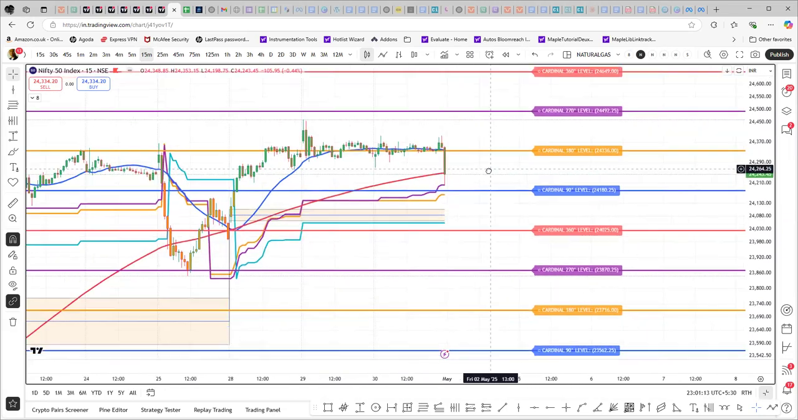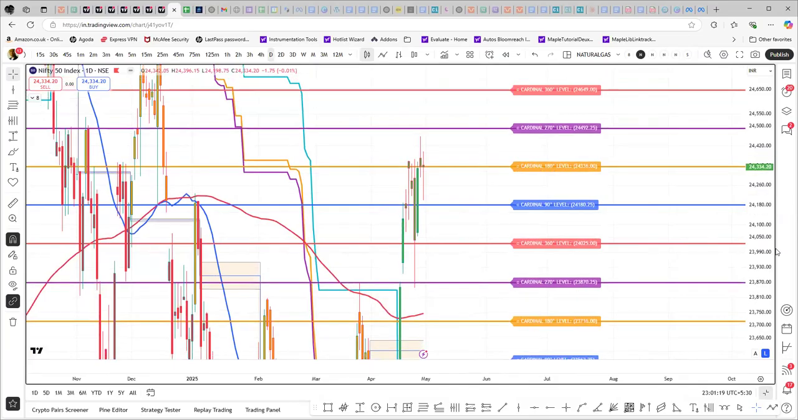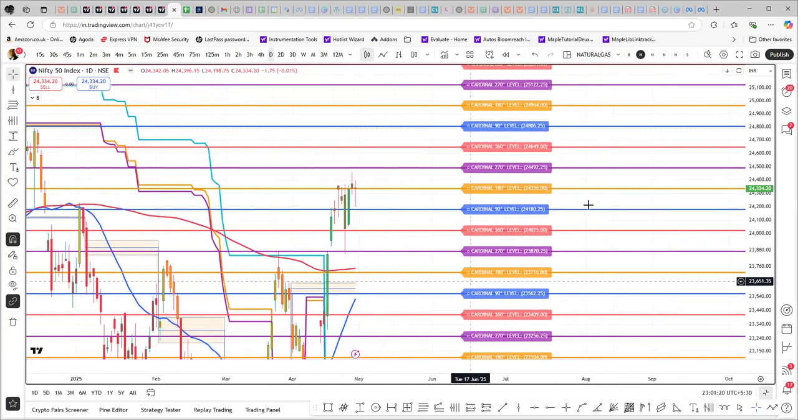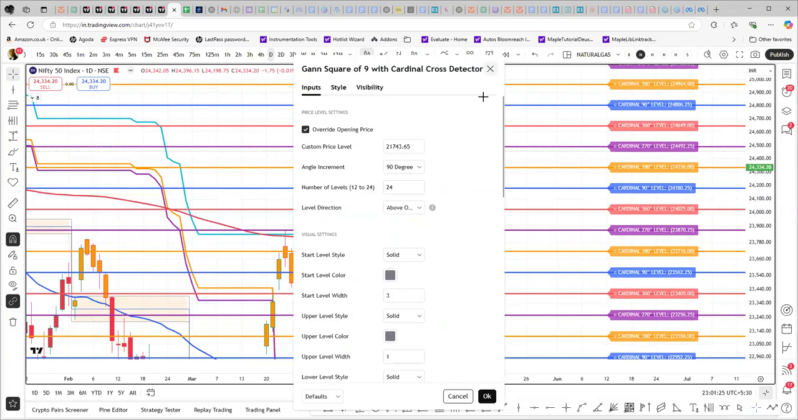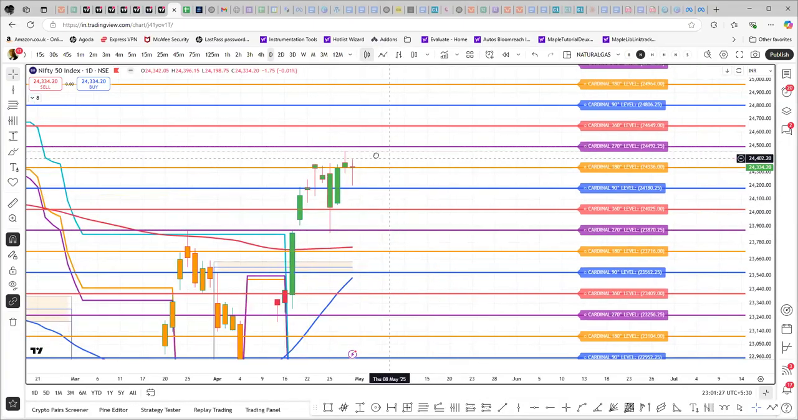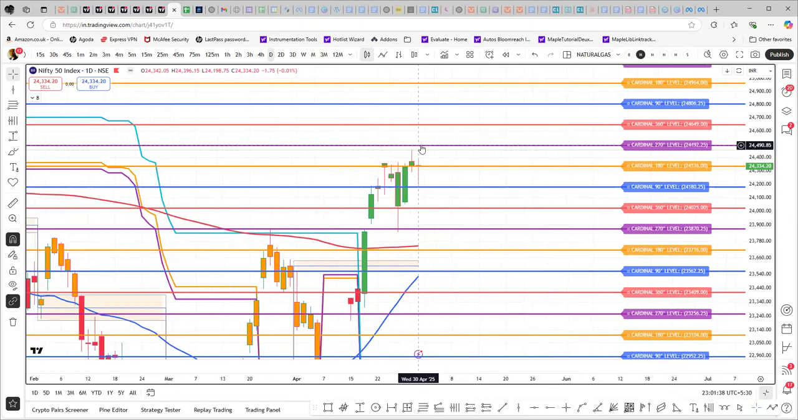My sense is that, if I look at the higher time frame, right? Let me switch to, for example, daily. Now, if you look at the daily chart, it is very interesting, right? So see, price has been spending a lot of time at this Gann level, right? But it has not been able to breach above this. So for me, the critical level is this one, this 24,500.